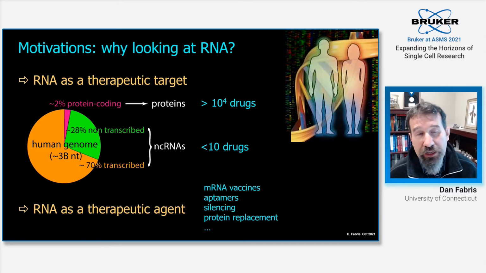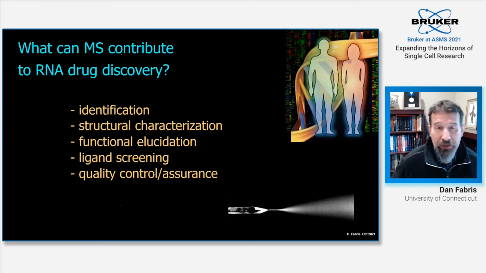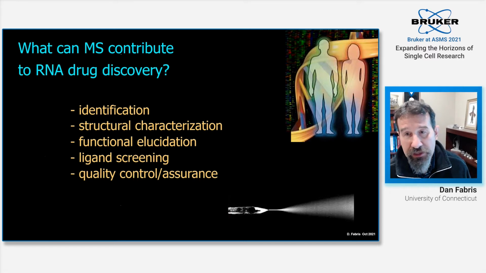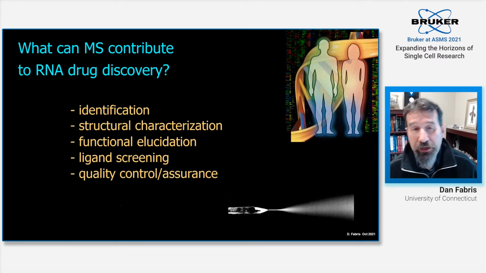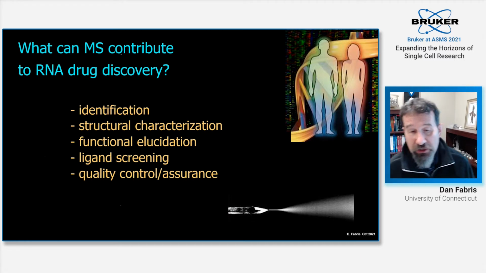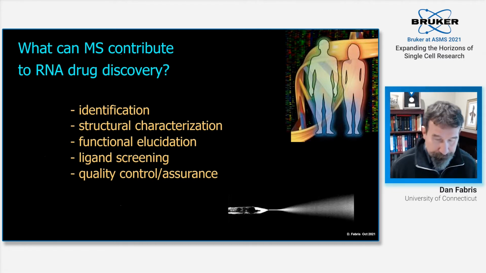Therefore, there is a huge interest in exploring RNA, and mass spec can play a very important role in this RNA drug discovery. In particular, mass spectrometry can be used for the identification and the structural characterization of natural RNAs, as well as synthetic nucleic acid produced in a lab. There are many examples where mass spectrometry has been used to perform the functional elucidation of these RNAs, or also to screen for ligands as possible inhibitor candidates. And as we go toward the production of nucleic acid therapeutics, mass spectrometry will sure find increasing applications in production support operations like quality control and quality assurance.